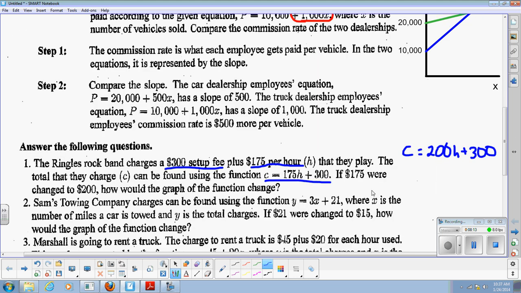So in problem 1, how would the graph of the function change? The line moves up faster. The line is steeper. The line moves up faster. The line is steeper because the slope is greater than what it was to start with. All right, take a moment to write that down, that the line moves up faster and is steeper. Pause the video, please.